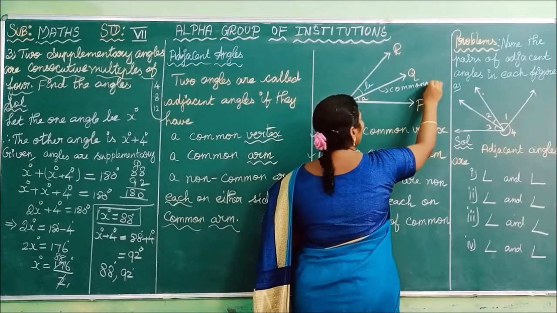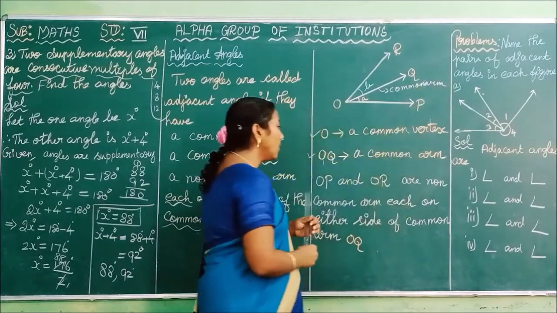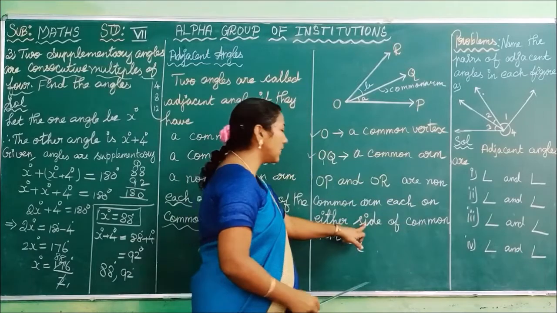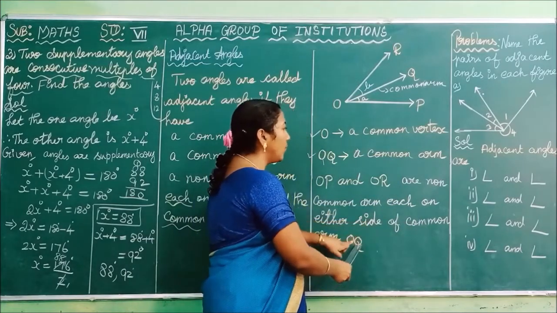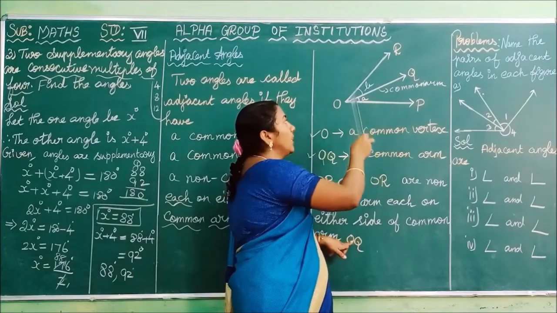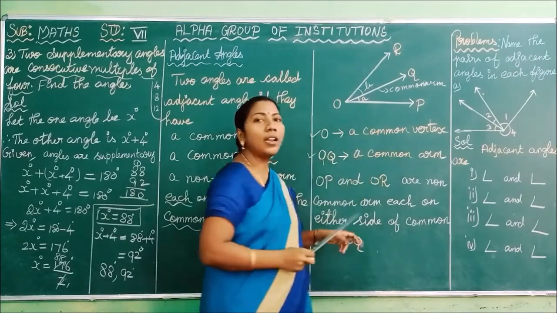Okay, a common arm, and on each side of that, one arm on either side of the common arm OQ. We have two arms. What are they? OP and OR. So we can say angle A and angle B are adjacent angles.